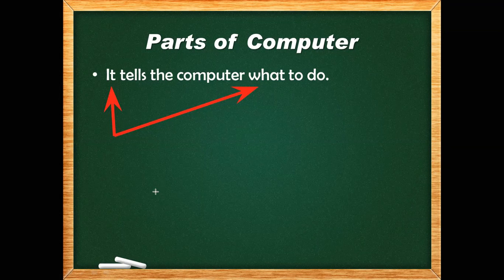Okay, let's see. So in the start, I asked a question. The question is: the CPU is bigger than the system unit. Is it true or false? The answer is false because the CPU is smaller. Okay. So my question right now is, what is the brain of the computer? The brain of the computer is the CPU.